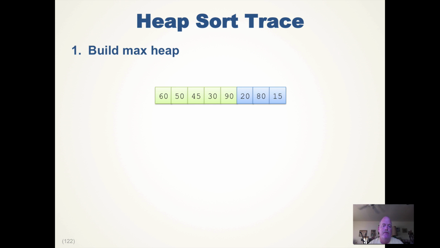90 is greater than 50, so we need to swap it with 50. Now 90 is greater than 60, so we need to swap it with 60. And we've restored the heap.